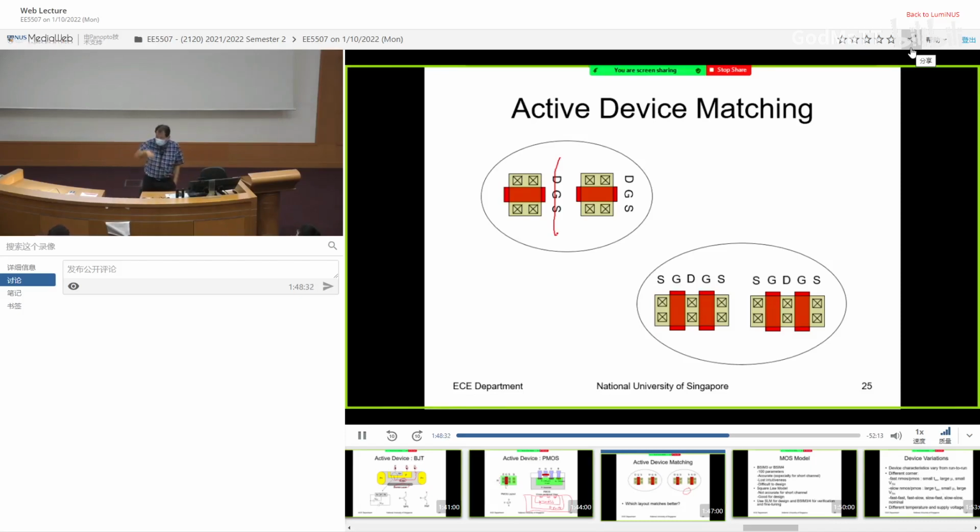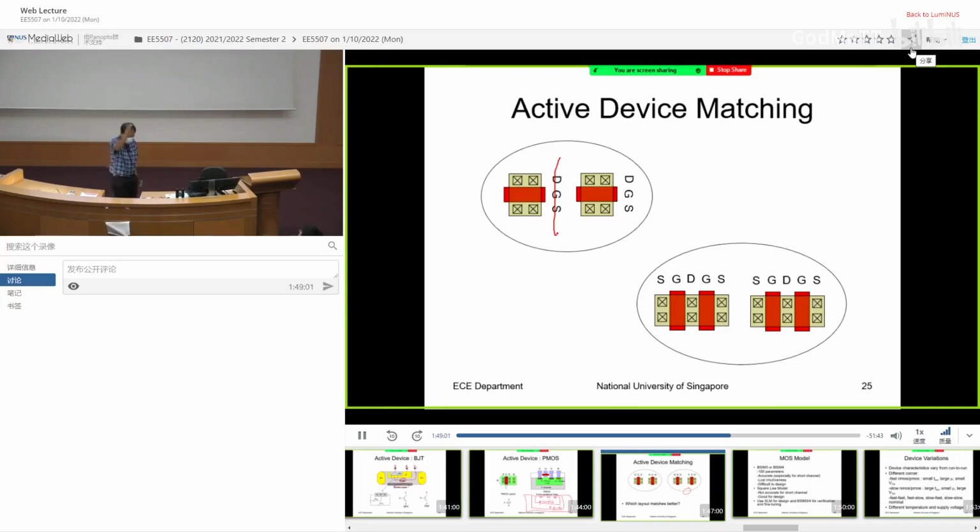Or nowadays, the advanced technology, they don't allow you to rotate the device. The device have to keep at the same orientation. Because you change the device, you change the mobility of the device, performance is not good. So advanced process, you have to keep to the same orientation. In that case, what can you do? Make sure you always have even number of fingers.